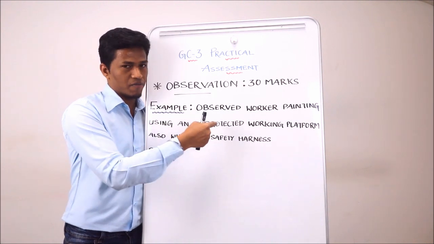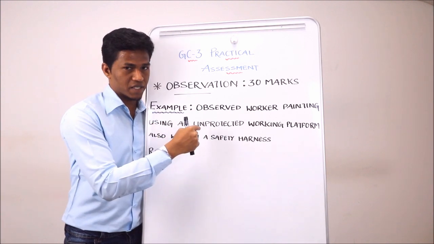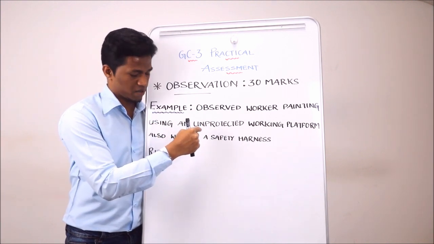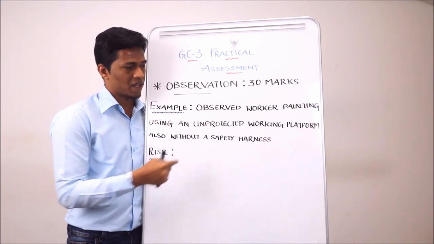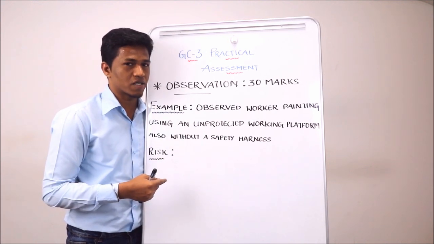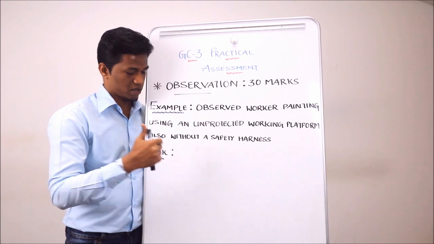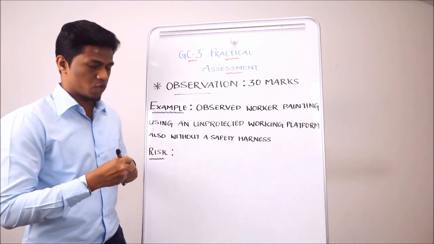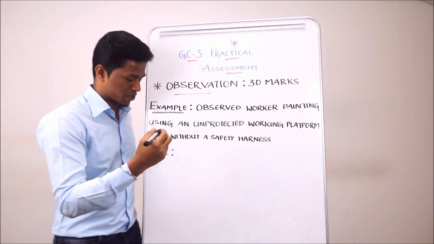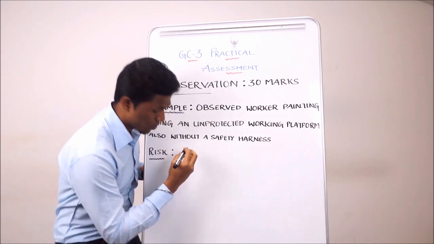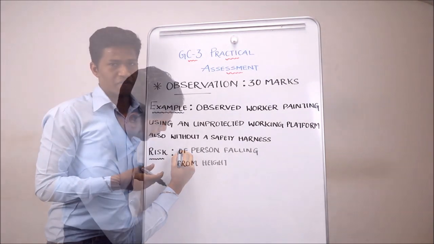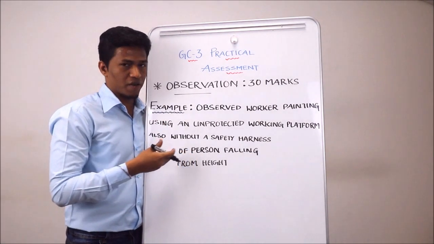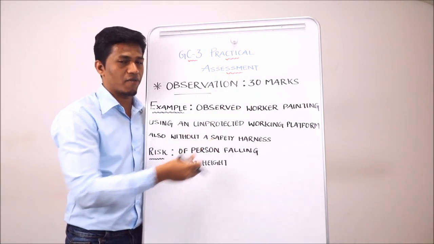Well, working using an unprotected edge, it's an unsafe condition. And failing to use a safety harness is an unsafe act. Is there any risk associated with this event? Yes. So what could be the risk? The possible risk is probably that the person may fall from height. So I've identified this risk: this worker can fall from height.